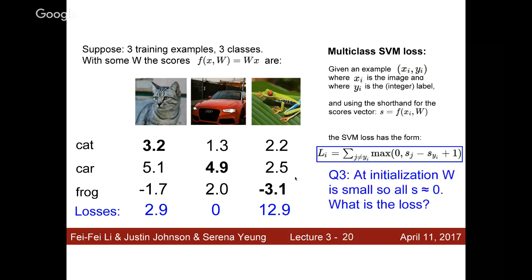At initialization, W is small, so S is all 0. So what is the loss in this case, right? Let's say we set our W's all to 0. Okay. So then what's going to happen to our scores, right? How do we understand when we set our W's very small that the S's will all be 0? Can you guys understand this statement?